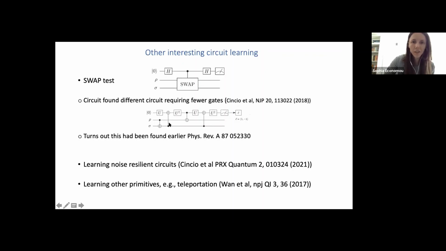So the trained circuit actually found the recipe that was introduced in this earlier paper, which was not done using any kind of machine learning approach. Of course, this is cited in their paper, but I think when they were first running their circuits, they didn't know about this result. It was actually found. Another interesting work is learning noise resilient circuits. You give some noise model and you train your circuits on this noise model so that the circuits it comes up with have some resistance to that noise. And there are papers learning other types of primitives such as teleportation, etc. Again, this is an incomplete list.